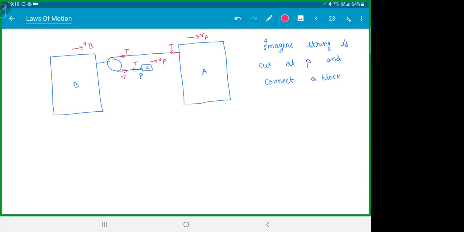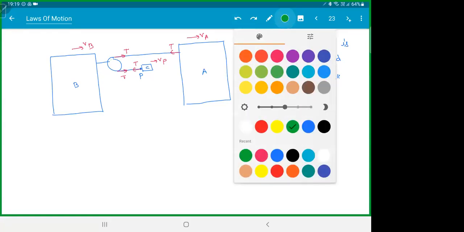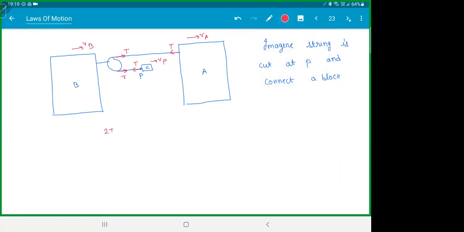So the idea behind this is, this part of the string, the total power with this string is 0, isn't it? The total power given by any part of the string is 0. So it doesn't matter whether you're connected to a full block or this part of it. So if you write the power here, what do we get? 2T into VB plus minus T into VP minus T into VA.